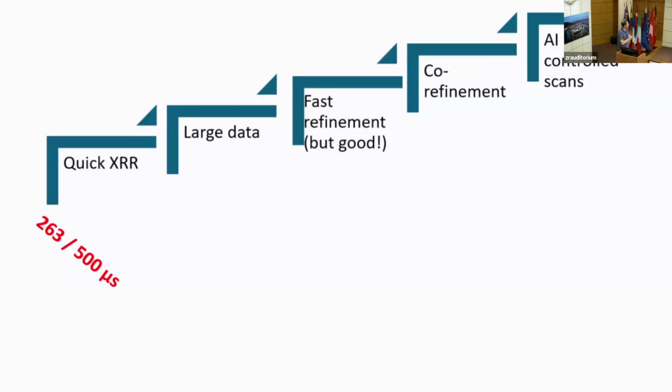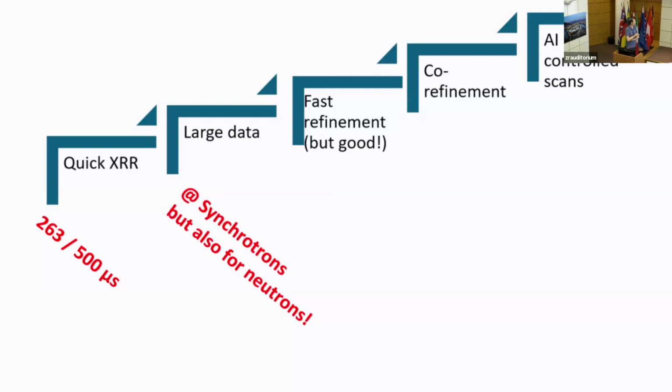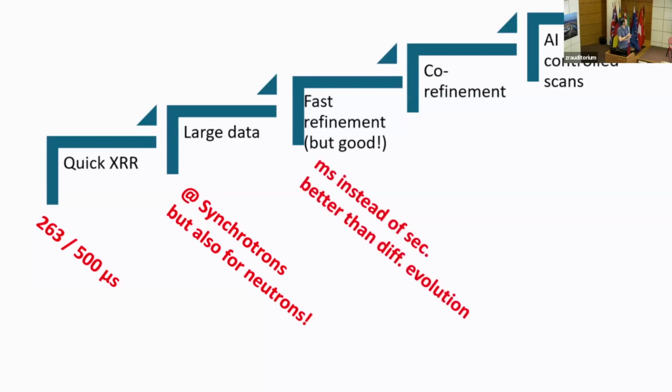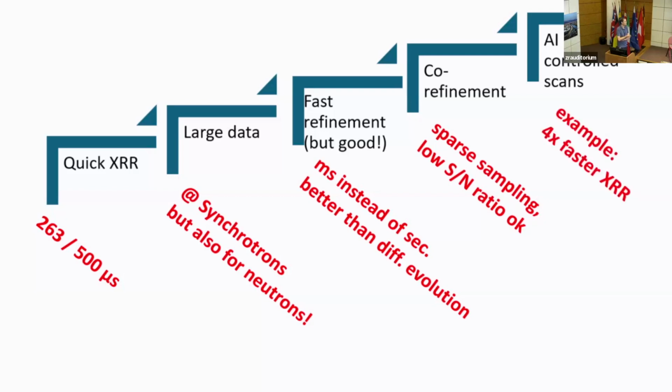So we were quite quick in XRR in the last 2 years. There are large data. Synchrotrons are amongst the largest data producers in the world, but I guess neutrons are also getting fast. Machine learning is fast for analysis, which is important for these large data sets, and potentially it's even better than what we have currently. Co-refinement of these data sets helps, and we can get 4 times faster if we do adaptive scanning.